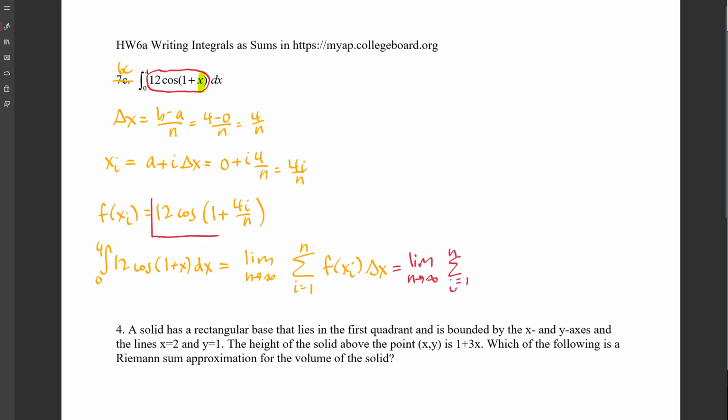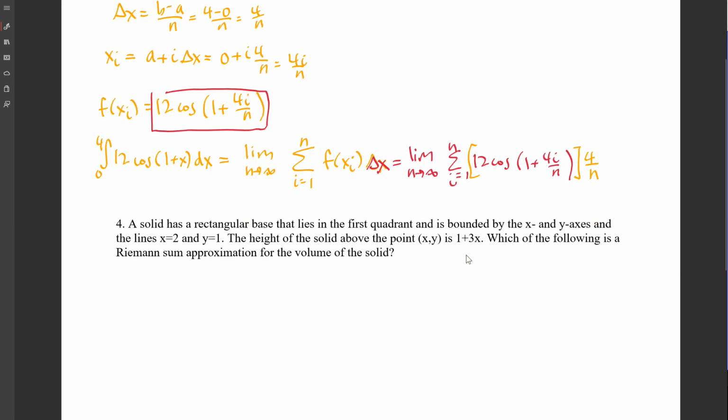I just copied this part right here. So this will be 12 times cosine of (1 plus 4i over n), and I multiply it by delta x. And my delta x is 4 over n. I need to be careful here. I think this needs a bracket to be super clear about what we're multiplying the 4 over n with. We're multiplying the 4 over n with this entire f of xi. All right? That's how you do, I think it's problem 6 in your homework.